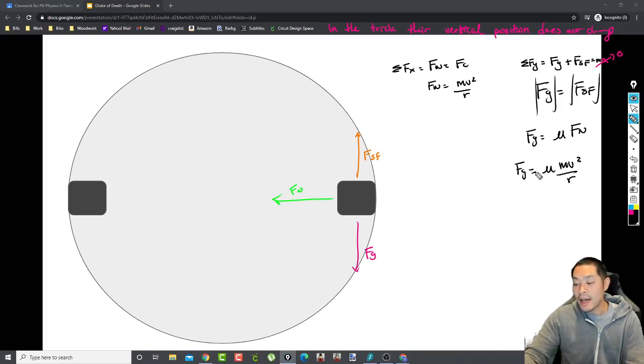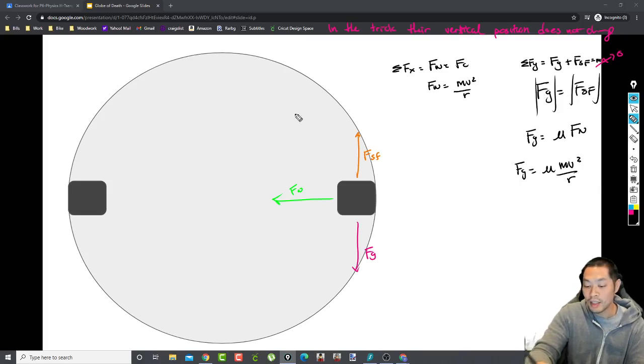Now, Fg never changes. So that means as you increase velocity, the radius has to change in order for it to stay up, right? Or if you can't change anything, then it's not going to be equal to gravity, and then it's going to start sliding down. So there is a condition of this. There's a minimum velocity that you have to go in order to keep this circle.